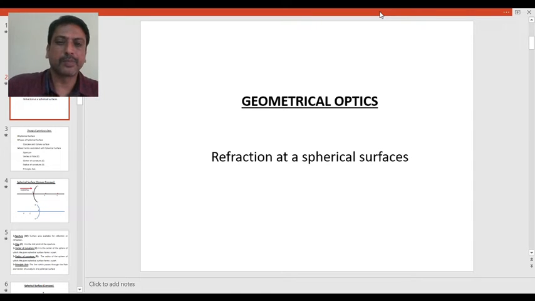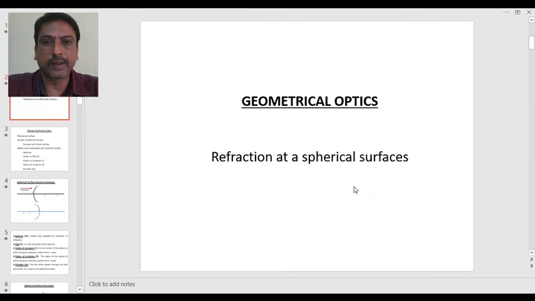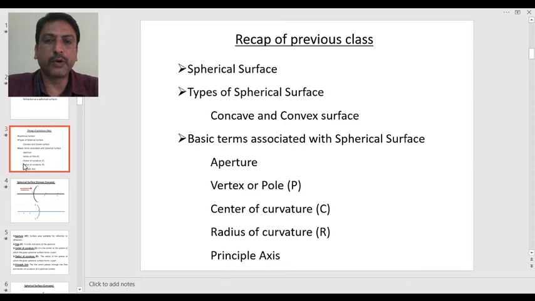Dear students, today in this session we are going to discuss the refraction at a spherical surface from geometrical optics. Before going to study the refraction at a spherical surface, we should have the knowledge of certain terms that I have mentioned here.